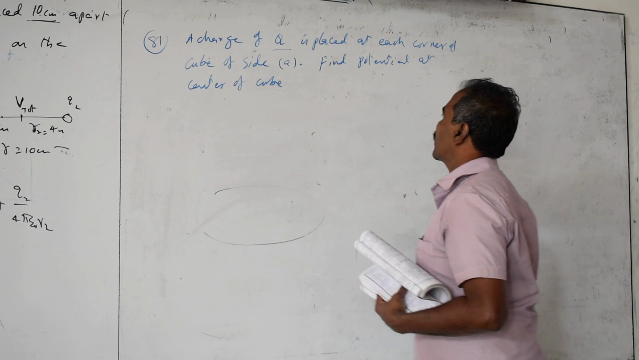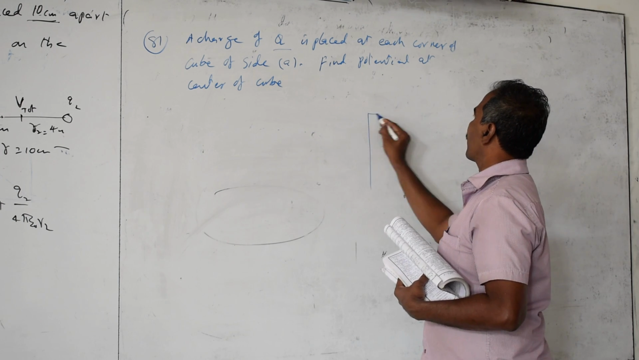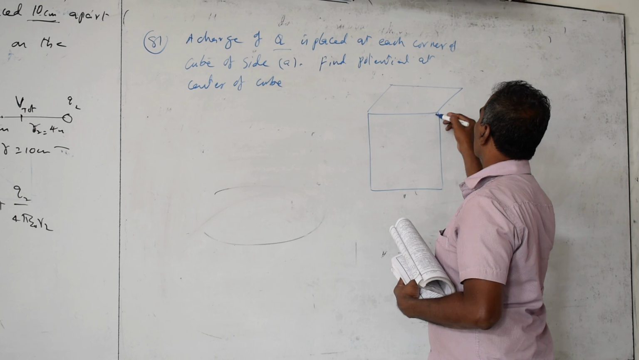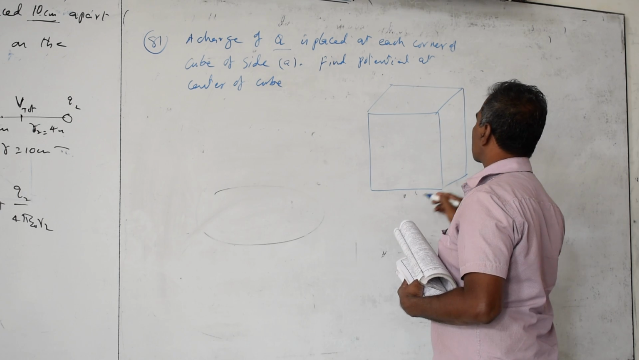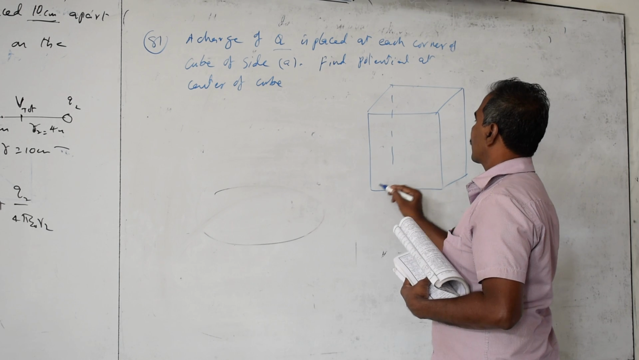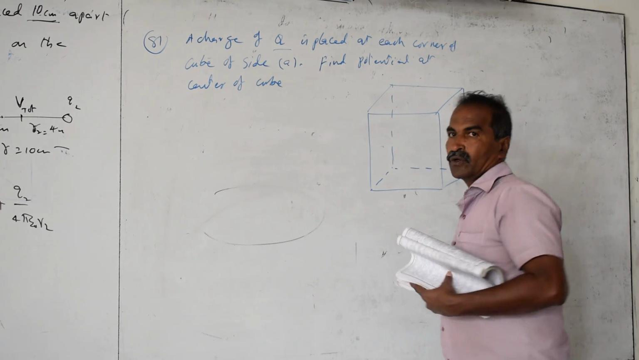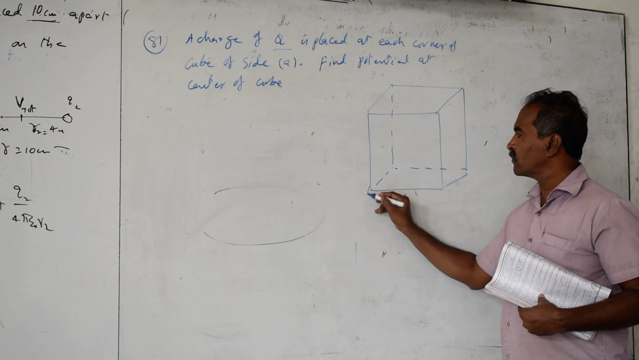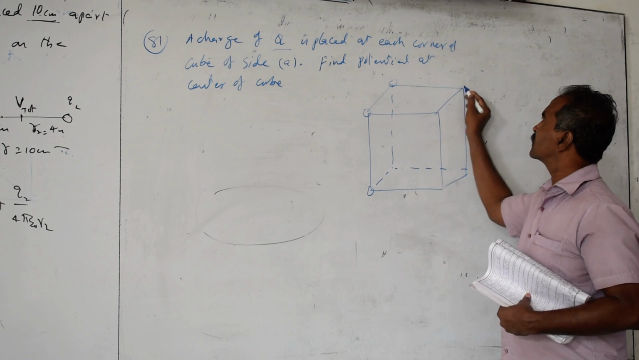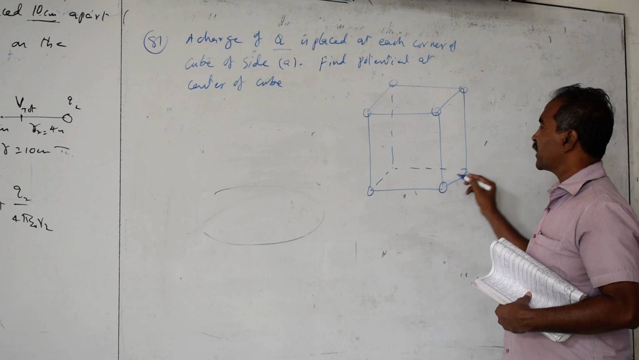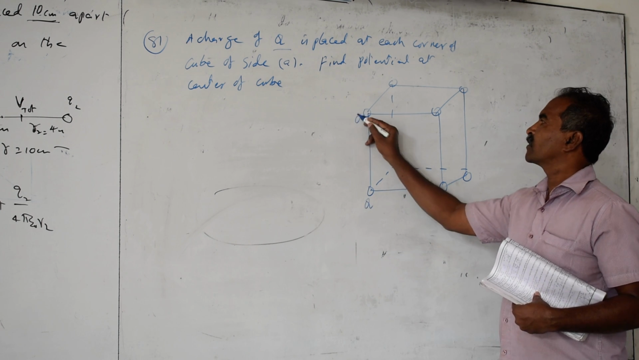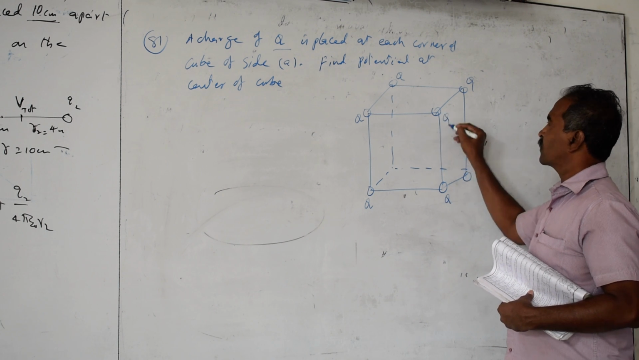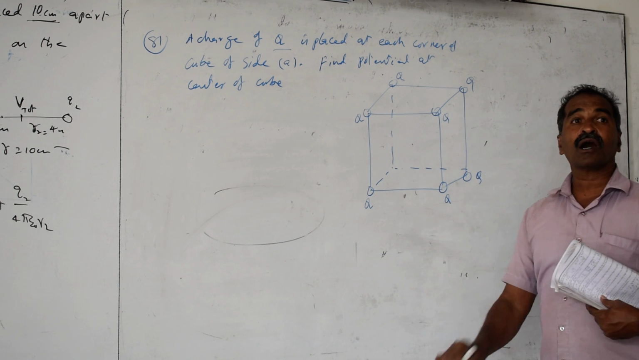So cube, how many corners are there? Six sides will be there. How many corners are there in the cube geometry? 8: front 4, back side 4. So we have 4 corners on each side, meaning a total of 8 corners. Our charges are Q, Q, Q, Q, Q, Q. Total potential at the center is the sum of all the potentials.